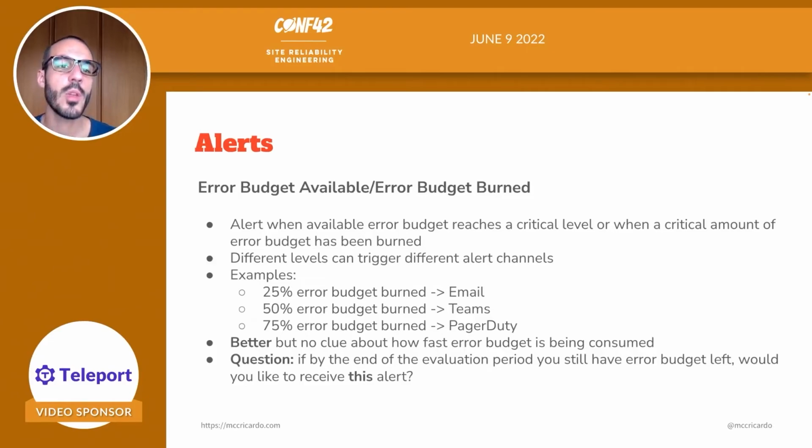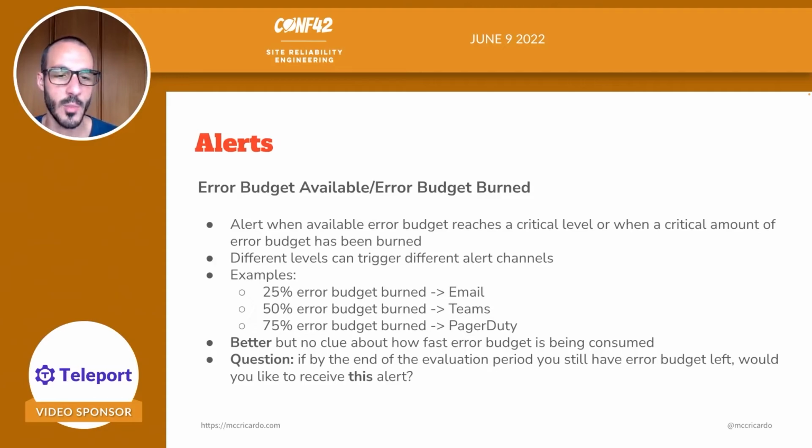So how can we improve on this? We can alert based on how much error budget I have available or how much error budget has been burned. The idea is that I will trigger an alert when the available error budget reaches a critical level, or when an amount of error budget has already been burned. We can actually set different levels and trigger different messages to different channels.